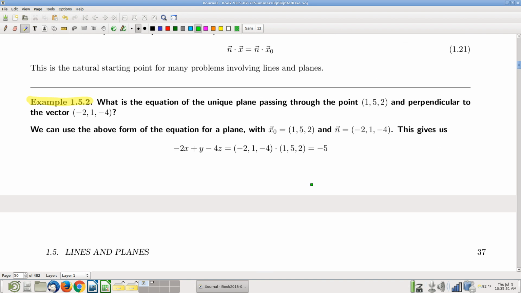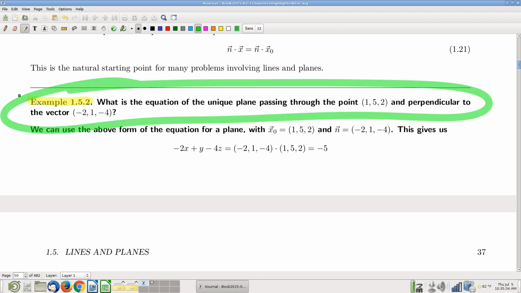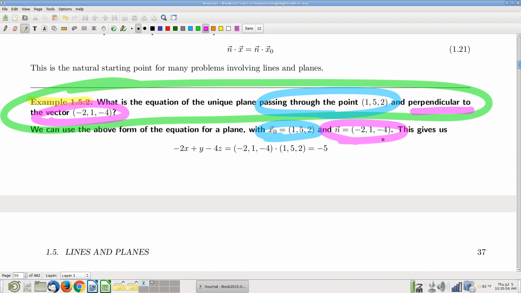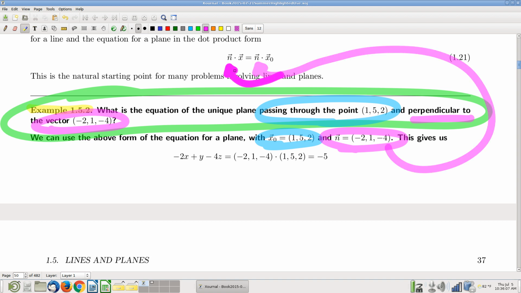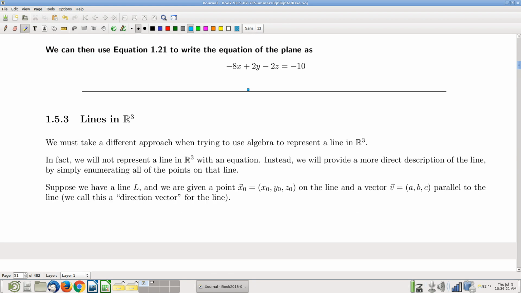Okay. All right. So here's a question we can answer with this tool. What's the equation of the plane passing through this point and perpendicular to a certain vector? Well, this is a marshmallow question in the sense that this question has told us the x naught, and it has told us the normal vector. If you know the x naught and you know the normal vector, the normal vector goes there, the x naught goes there, and there's your equation. Okay. There's variations of this.